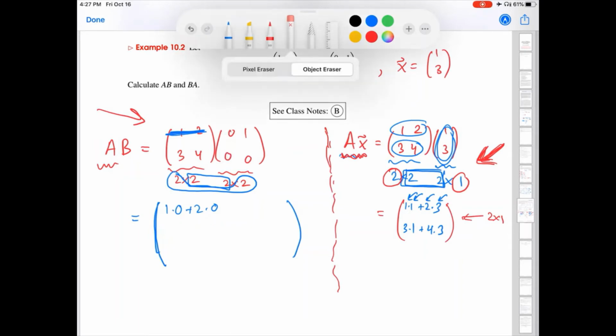Then I would go back and do the same thing, again pretending this column isn't there, and multiply this second row by this first column. What would I get? I would get 3 times 0 plus 4 times 0.